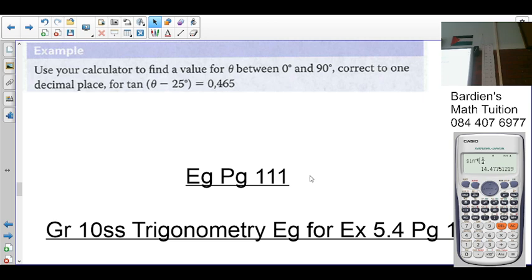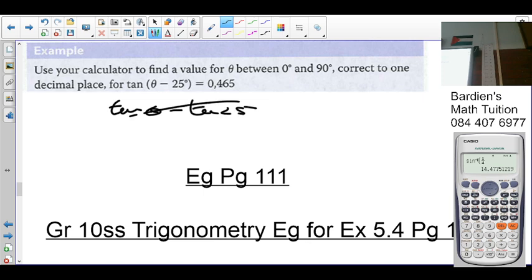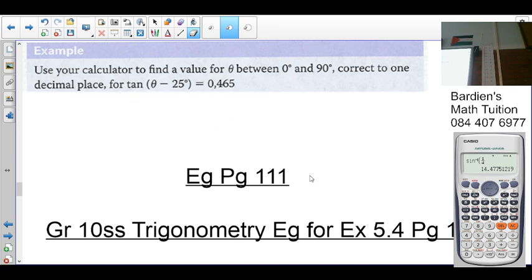Now, in our last lesson, we indicated that I can't multiply tan out using the distributive rule. I can't say this is going to be tan of theta minus tan of 25. People, that is not right. You can't touch that angle. You can't break up that angle. You can't apply the distributive rule, because tan, sine and cos are functions, and there's a function on that theta minus 25.